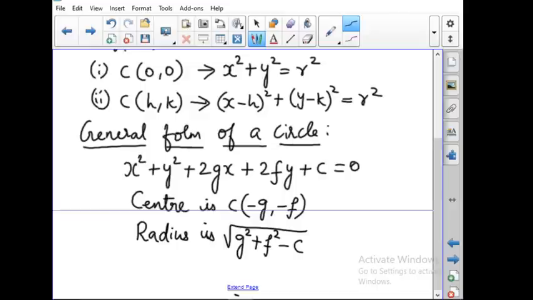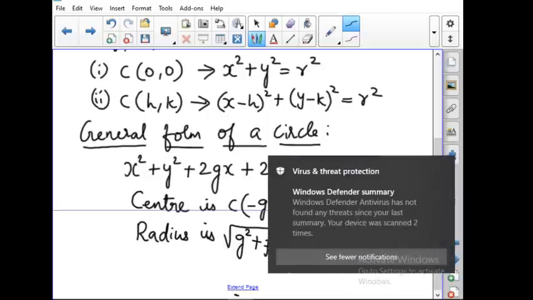In the general form of a circle, always the coefficient of x square and y square are equal and there will be no xy term. You have to be very clear, students, because a pair of straight lines contains an xy term. For a circle equation, there won't be any xy term, and also the coefficients of x square and y square are equal. So we can easily find the center and radius from the given equation using this general form of a circle.